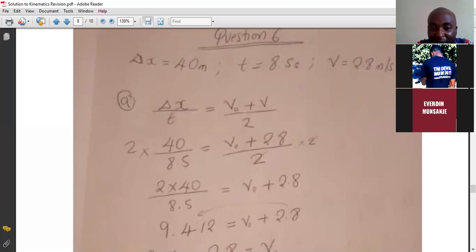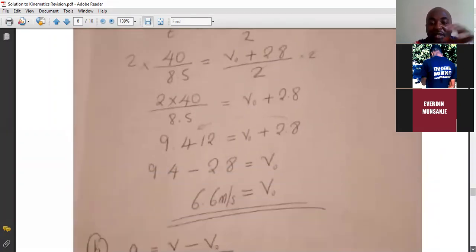So we are looking for v naught again. What's the original speed? The original speed is V naught. So then you solve. It's similar to that one with the antelope. Then you solve for this.